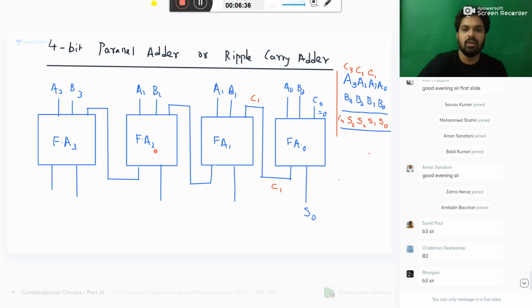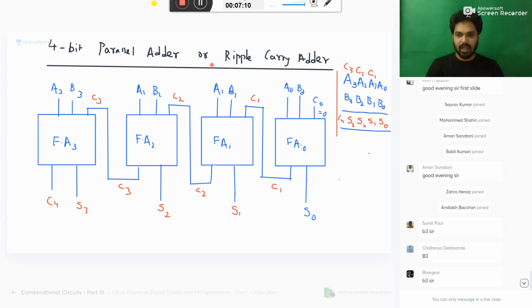So now here you will be getting sum and carry. Here also you will be getting the sum S2 and the carry to the next stage C3. This C3 will add these three and you will get the sum S3 and the carry C4. This is how it will perform the addition. First A0, B0 will be added, sum and carry, and sum and carry, sum and carry, and again sum and carry. This is how it will perform this addition. This is what we call 4-bit parallel adder or ripple carry adder.